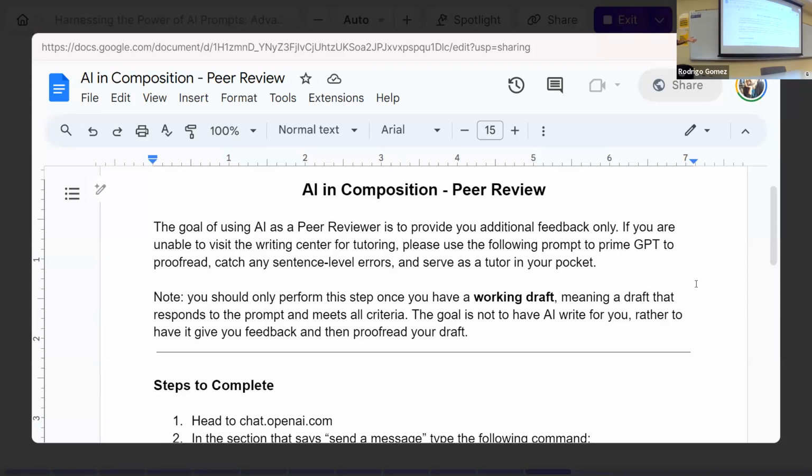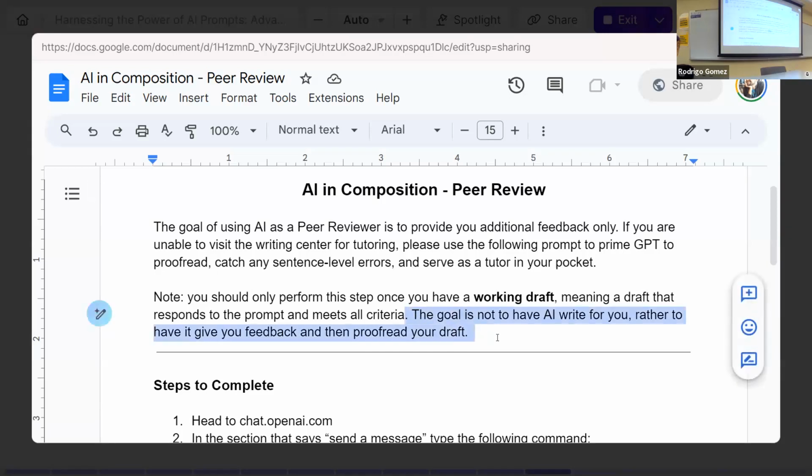Right? Clear cut. I'm like, when should you do this, students? And they're like, when I have a working draft. Perfect. What about before that? No. Great. Be very specific with what you want them to do, right? Now, meaning that it's a draft that responds to the prompt and meets all the criteria.